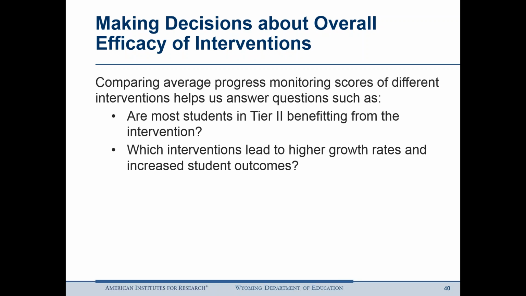Average progress monitoring data by intervention type can help us answer questions like, are most students in Tier 2 benefiting from the intervention? And which interventions lead to higher growth rates and increased student outcomes? Because the continued use of ineffective interventions can be costly and harmful to students, it's helpful to consider these questions right away.